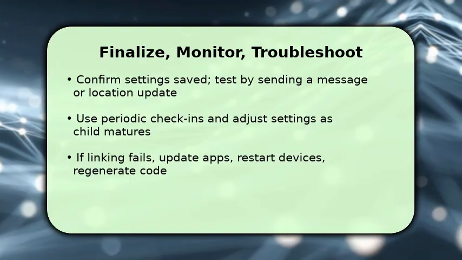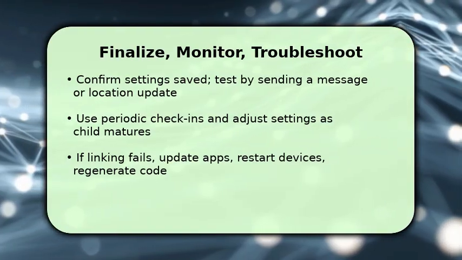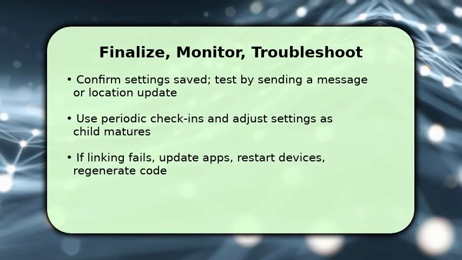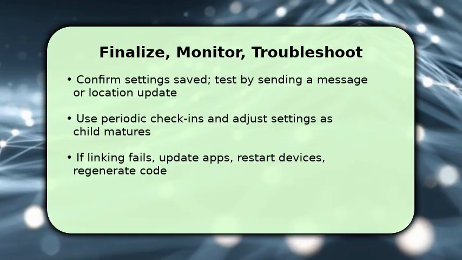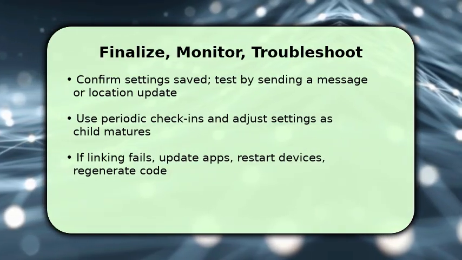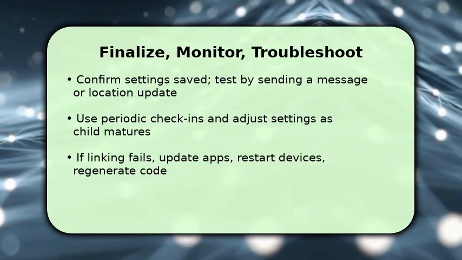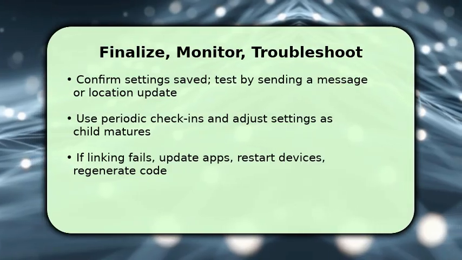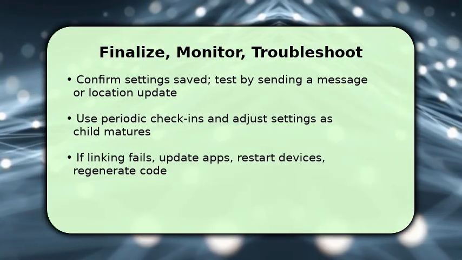If something goes wrong, don't panic. First, update both apps, restart the phones, and regenerate the pairing code. Most connection issues clear with these steps. If problems persist, repeat the invite process and make sure both accounts meet Snapchat's age and verification requirements.